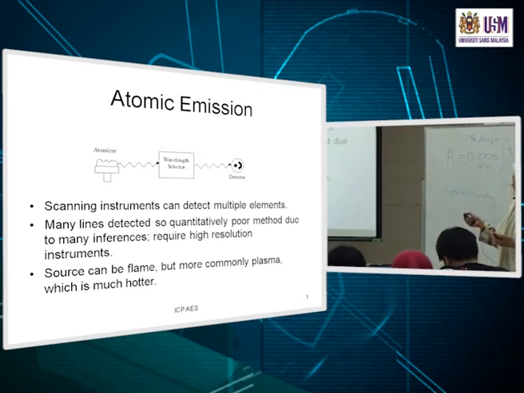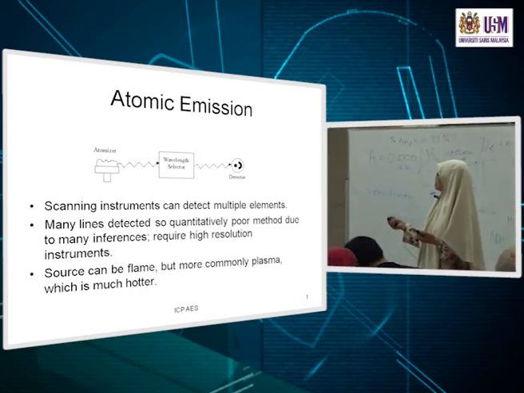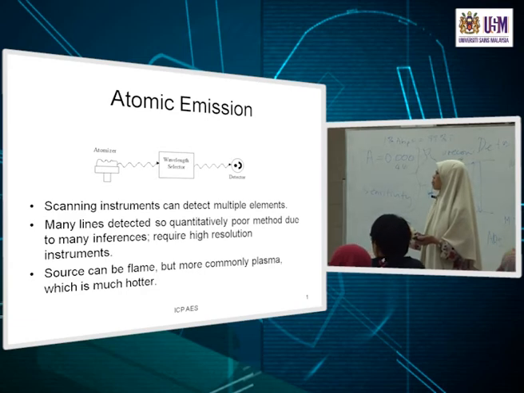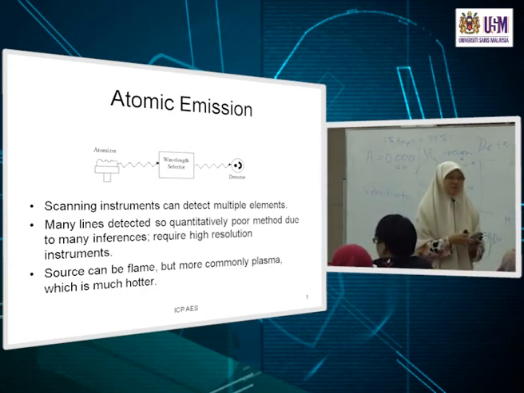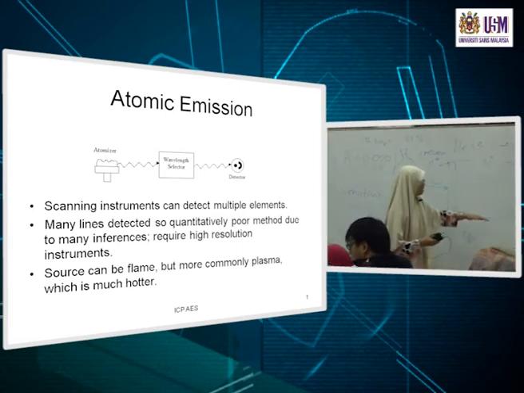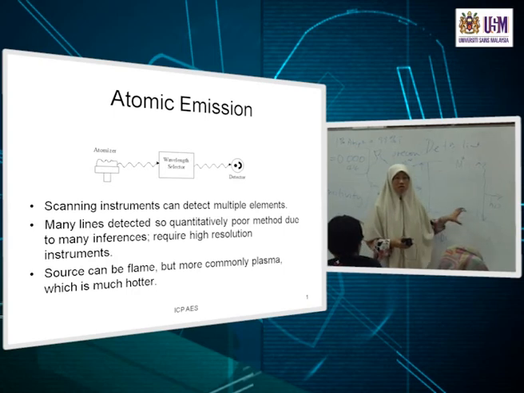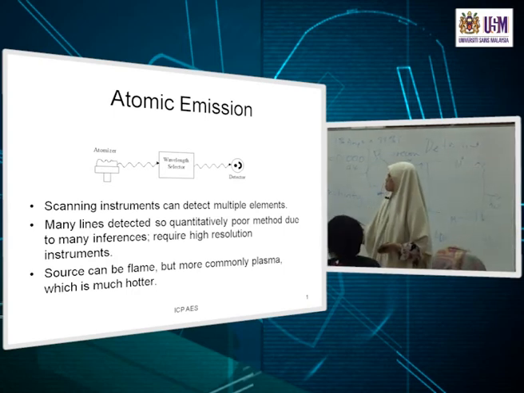So as we see here, this is just a very basic diagram showing the main components in atomic emission. You must have one component that produces the atoms, because before the atoms can be excited, you must produce the atoms first. You must produce the ground state atoms. So you need an atomizer.